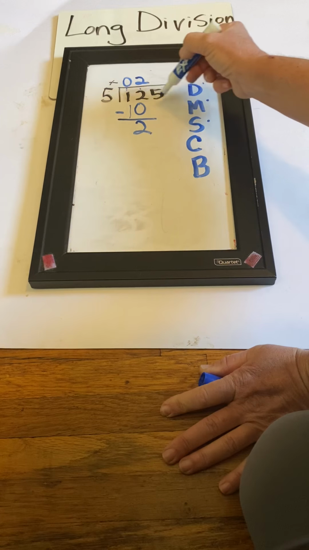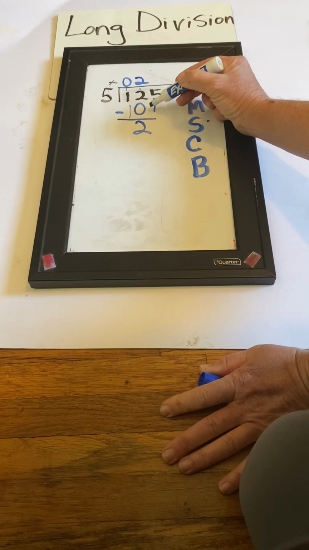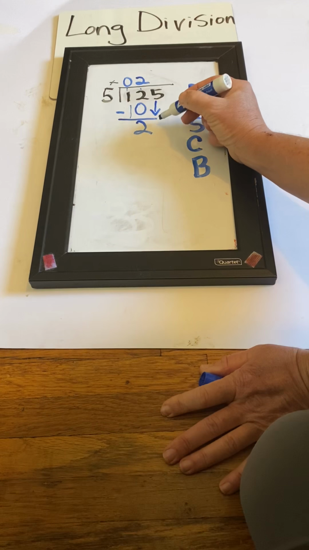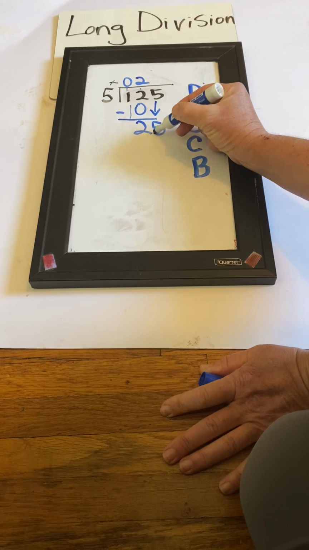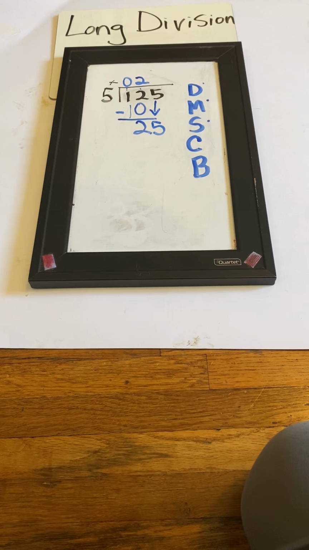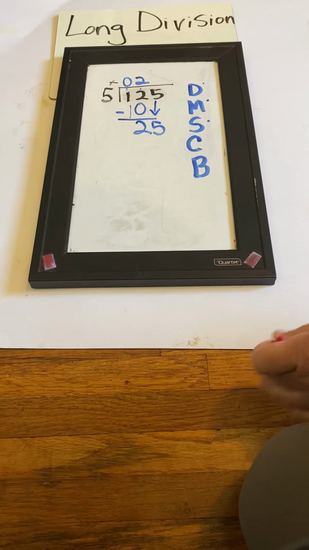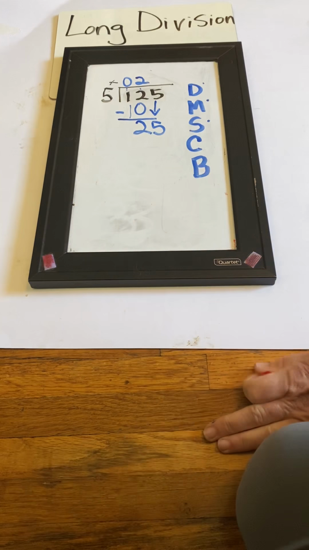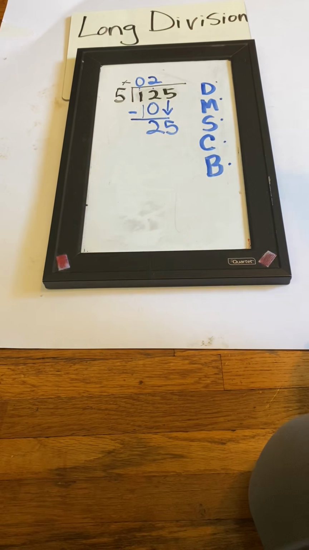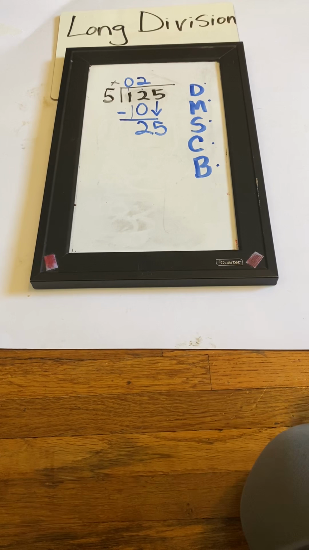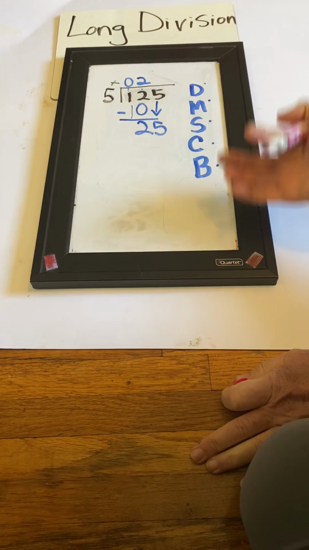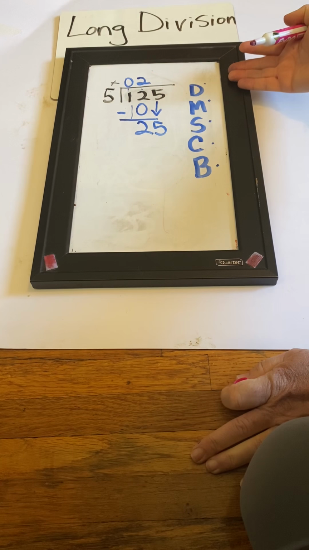And the only number I haven't used yet is this 5. So I'm going to put an arrow there, and I'm going to bring the next number down and put it right there. So now I have a new number. I just made a new number. I made 25. So I've done my check and I've done my bring down. So I'm going to start the next. I'm going to start it all over again.